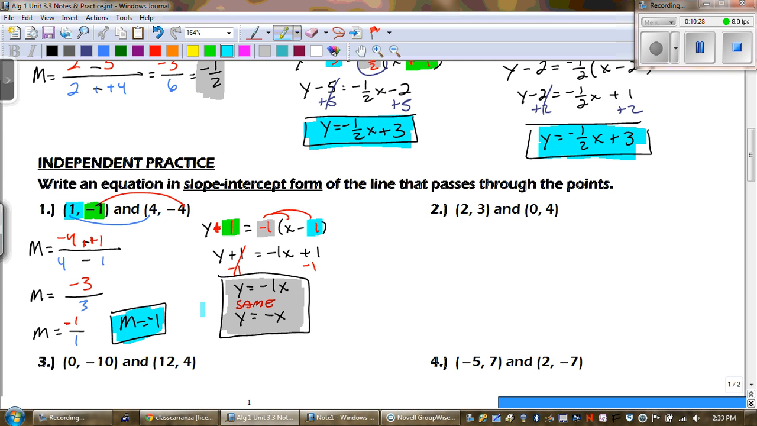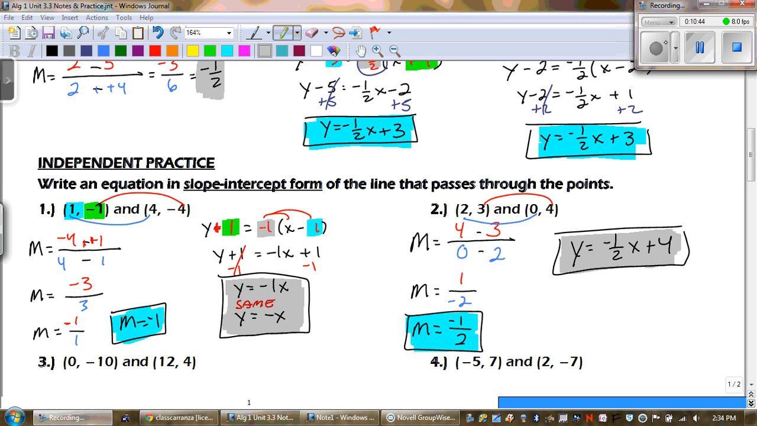Okay, number 2. You think you got it? Cool. Go ahead and do number 2 all on your own. Pause the video and good luck. Okay, I'm all done. Now, when you find your slope, you should get -1/2.